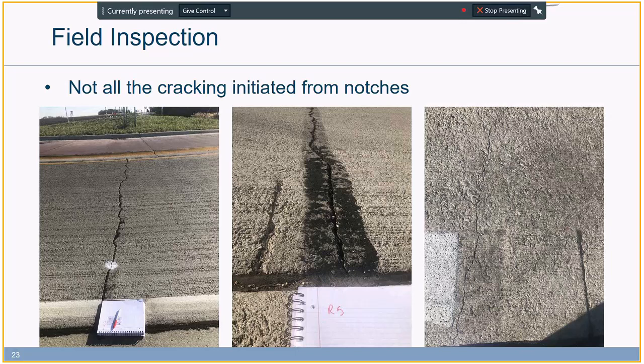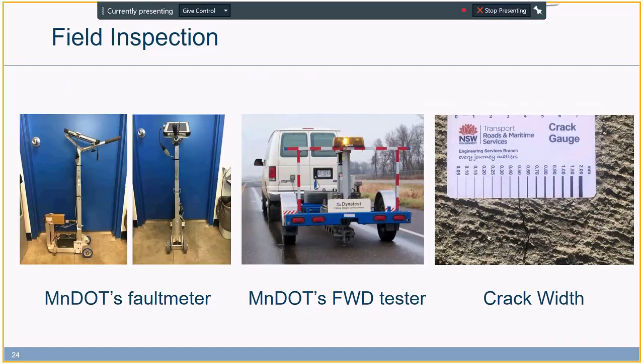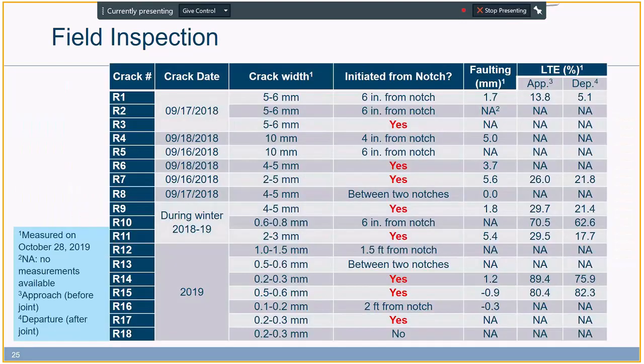So far, I would say the main conclusion is that the combination of the fiber reinforcement and the notches that we had in this project are not enough. As we can see, we do not have uniform crack width all around the circle itself. In some areas, we have very low LTE numbers, meaning that we have lost the good load transfer efficiency, and we also have some high faulting numbers.